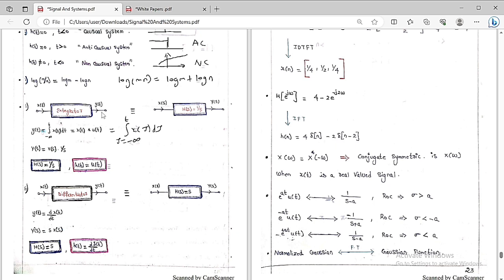So what is h of s? H of s is equal to y of s by x of s, which is equal to 1 by s. So h of s is equal to 1 by s. And what is h of t? Apply the Laplace inverse, then we are going to get h of t is equal to u of t.